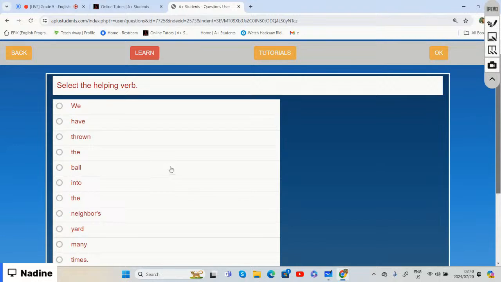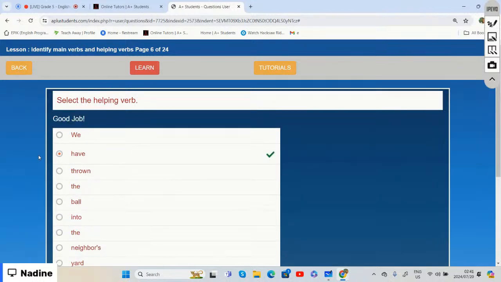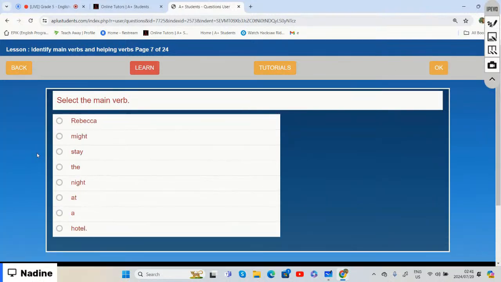All right, so if we were to select the helping verb, we will say have. So we have thrown the ball into the neighbor's yard many times, because thrown is our main verb, right? So thrown is our main verb, and then the helping verb is have, right? It's like have, has, had. So have is our helping verb. So well done. Let's look at the next one.